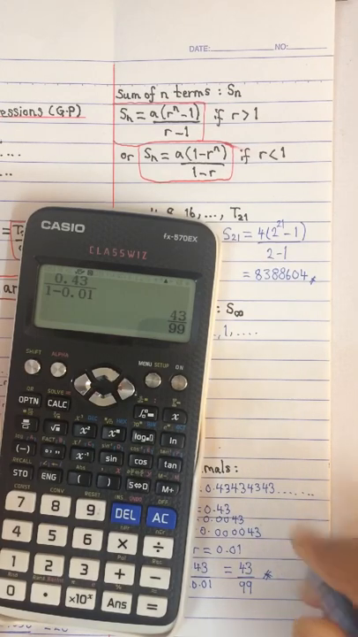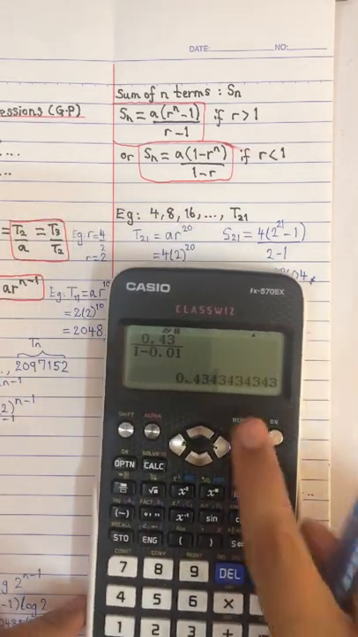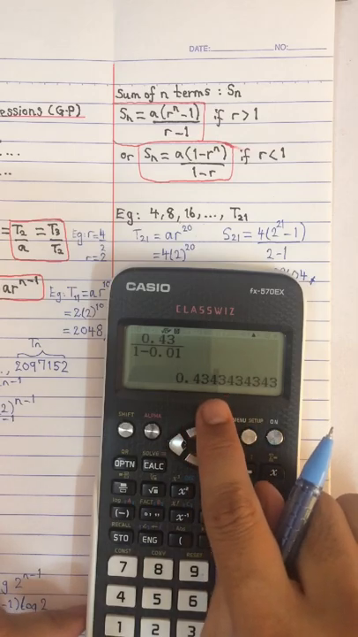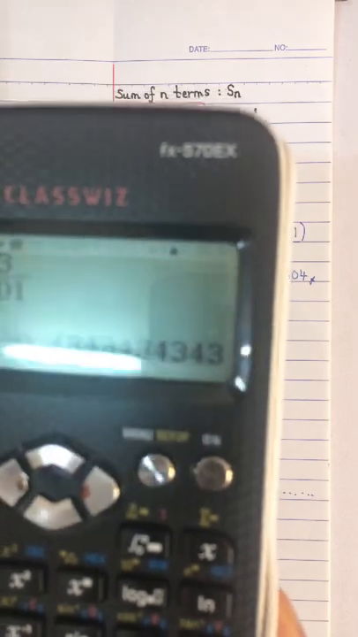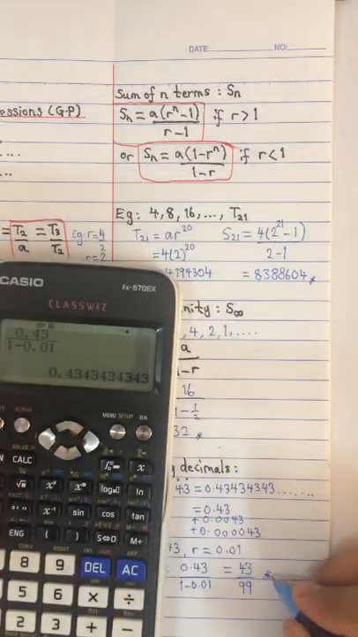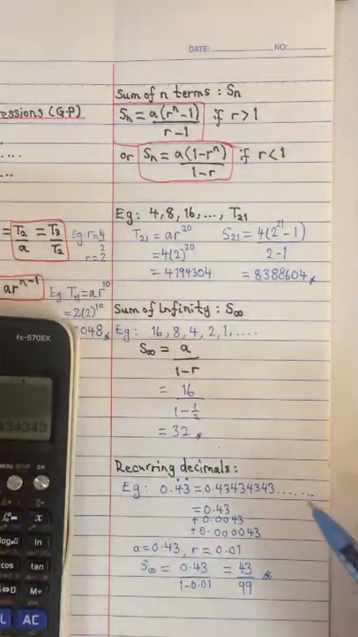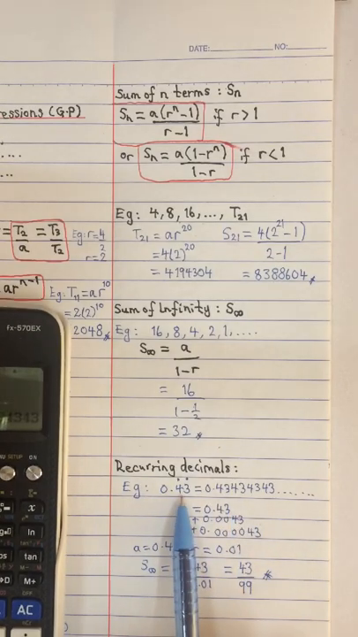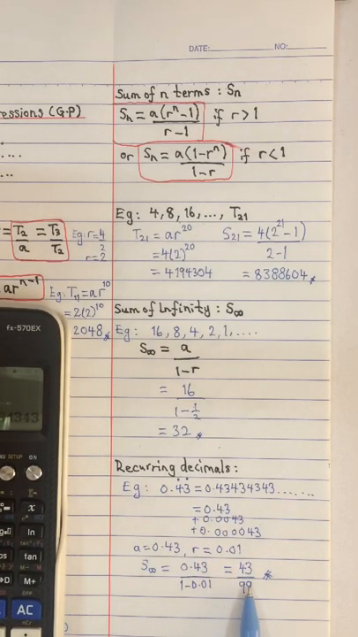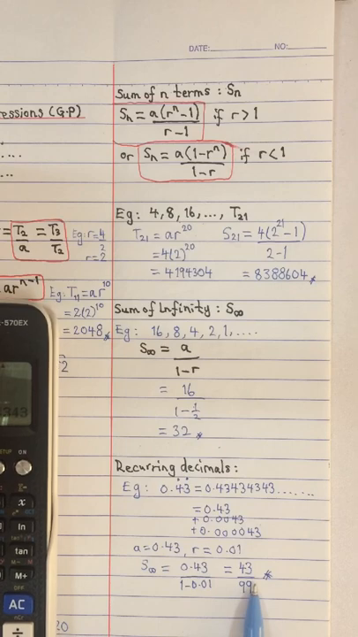If you check this number, you can see that this is a recurring decimal. The numbers will go like this, 0.434343 forever. Some questions ask you to express these recurring decimals in their simplest fraction form. So this is the final answer.